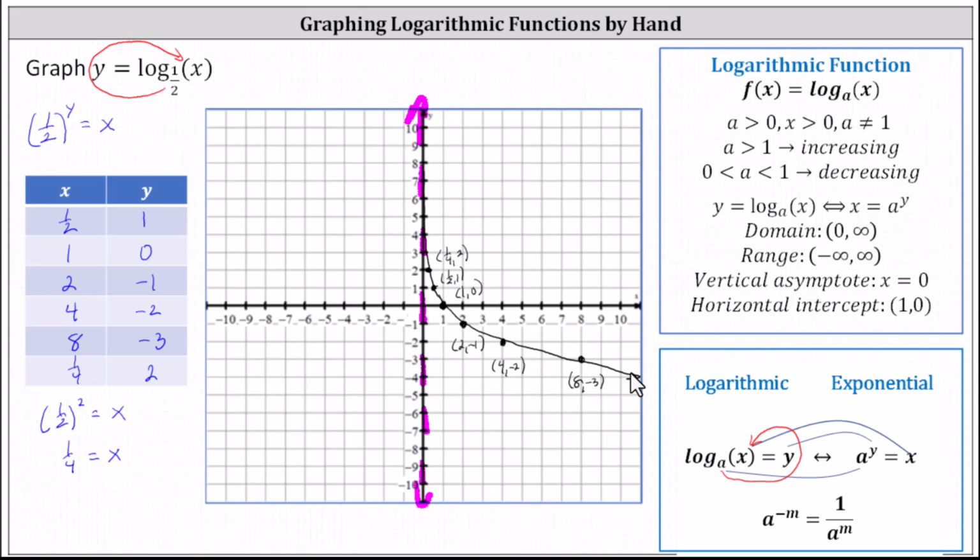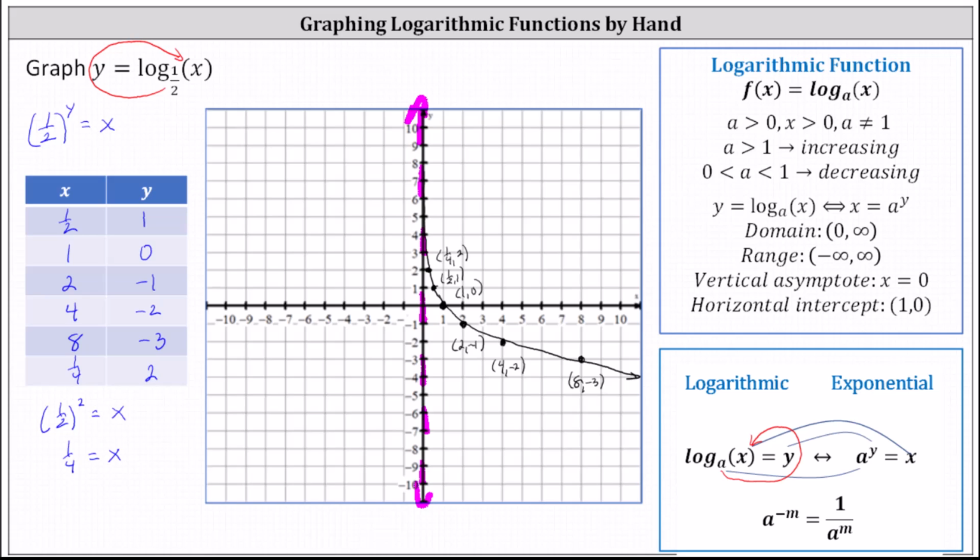And now let's talk about some additional properties of log functions or log equations. When we have a function or equation in the form of y equals or f of x equals log base a of x, the base a is greater than 0, the input x is greater than 0, and a can't equal 1. If a is greater than 1, the function is increasing. If a is between 0 and 1, the function is decreasing. Notice the value of a for our function or equation is 1/2, which is why the function is decreasing or going downhill from left to right.